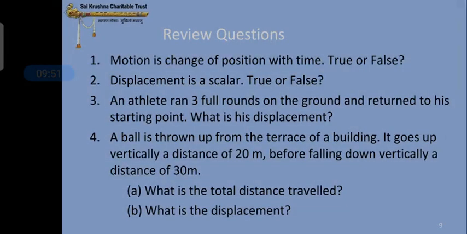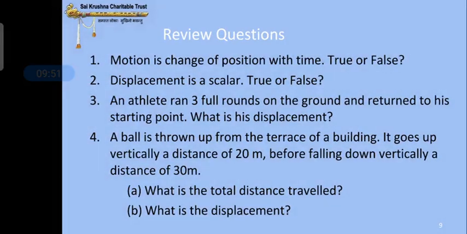So here are a few questions that you have to answer. Motion is change of position with time, true or false. Displacement is a scalar, true or false? An athlete ran 3 full rounds on the ground and returned to his starting point. What is his displacement? Here you have to calculate the displacement. Displacement means what? It is just the distance between the initial and final position.